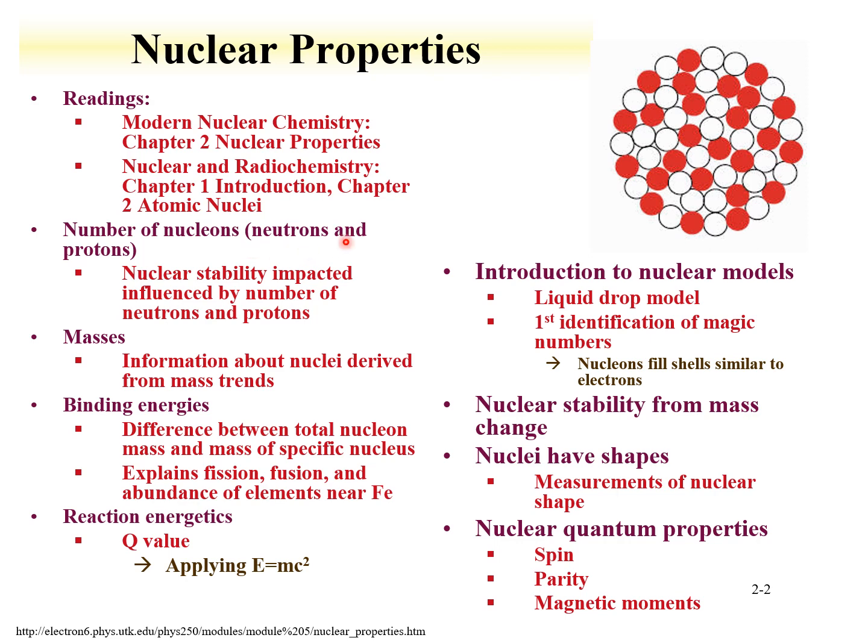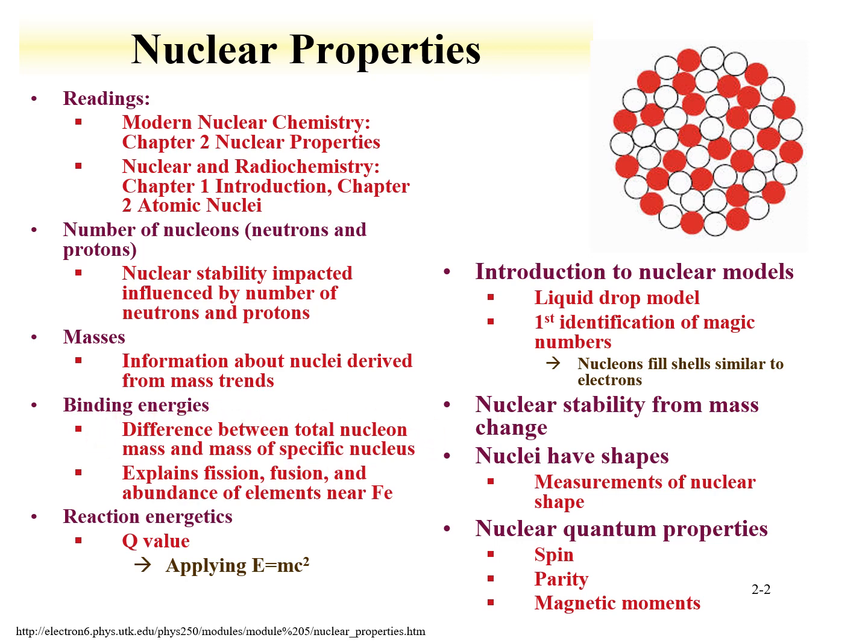These include that the number of nucleons, the neutrons and protons, have an influence on the nuclear properties. We're going to see that nuclei with odd numbers of protons and odd numbers of neutrons are inherently unstable. In fact, there are only 4 stable isotopes that have an odd number of neutrons and an odd number of protons. We're going to see that trends in masses of the nuclei are going to be used to determine information about their properties. And then we're going to explore a term called binding energy, which is the difference in the total nucleon mass and the mass of a specific nucleus.